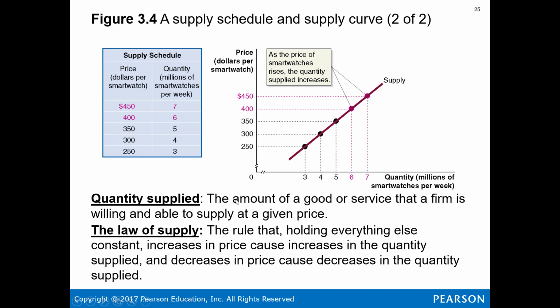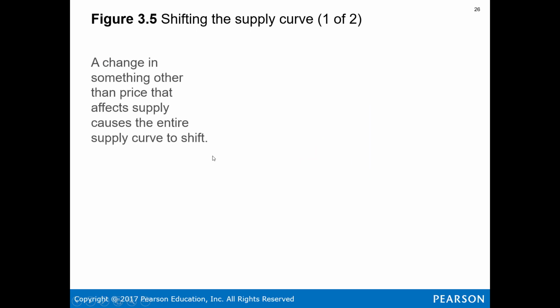So the quantity supplied is the amount of good or service that a firm is willing and able to supply at a given price. The law of supply, you definitely need to know that. The rule that holding everything else constant, increases in price cause an increase in the quantity supplied, and a decrease in price causes a decrease. So this is positively sloping. Remember, demand was negatively sloping.